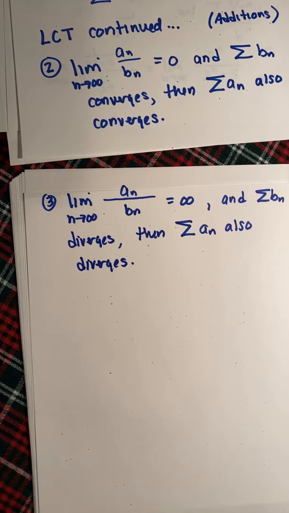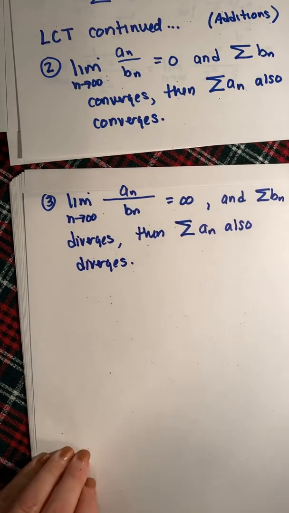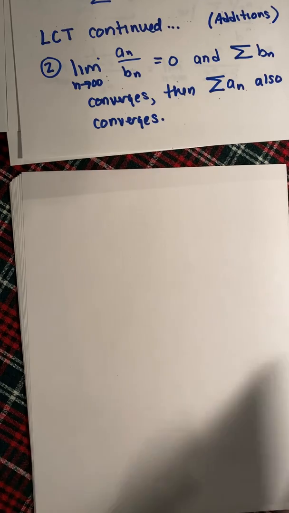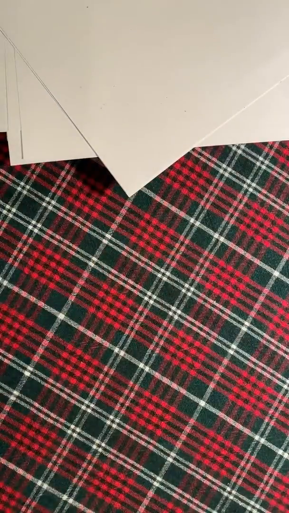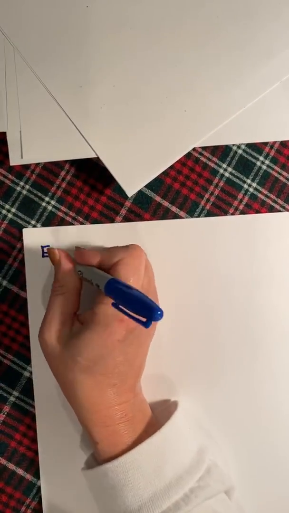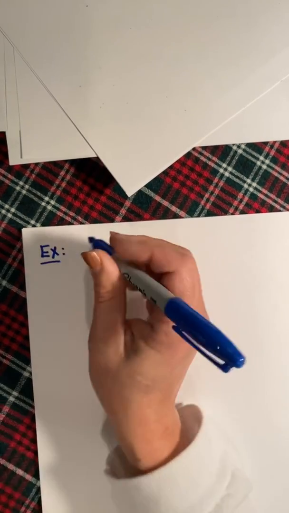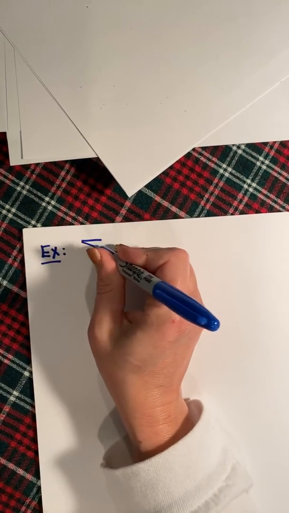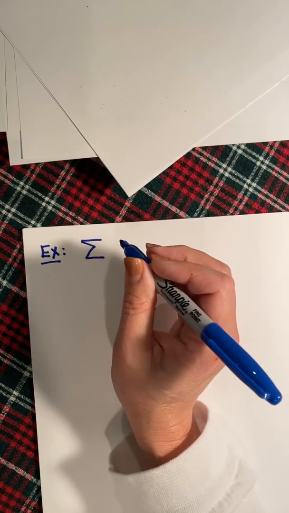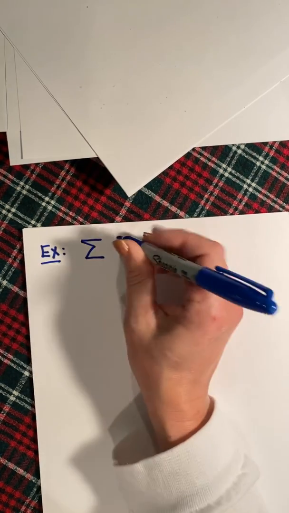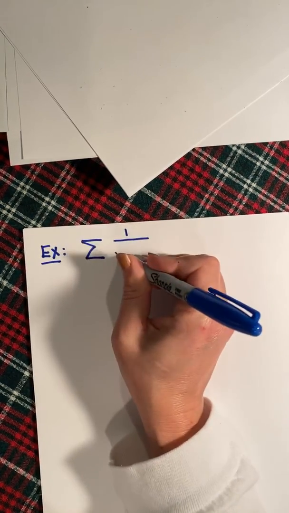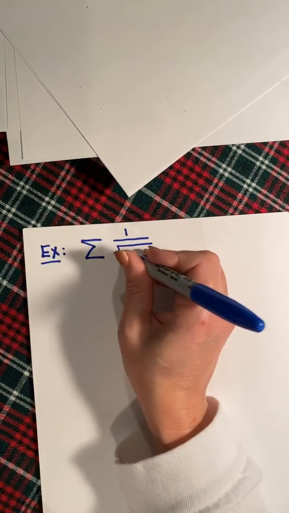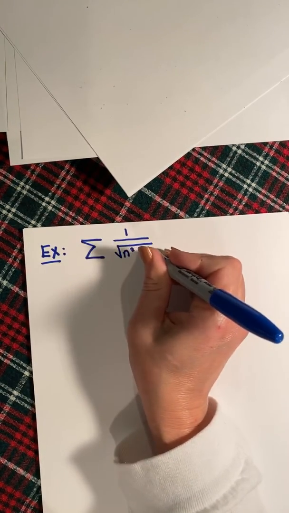All right, so let's do a couple of examples. What do I have here for examples? Let's look at, this comes with lots of practice, and I so wish I was in class with you guys to go over this. I'm going to do 1 over the square root of n squared minus 5.